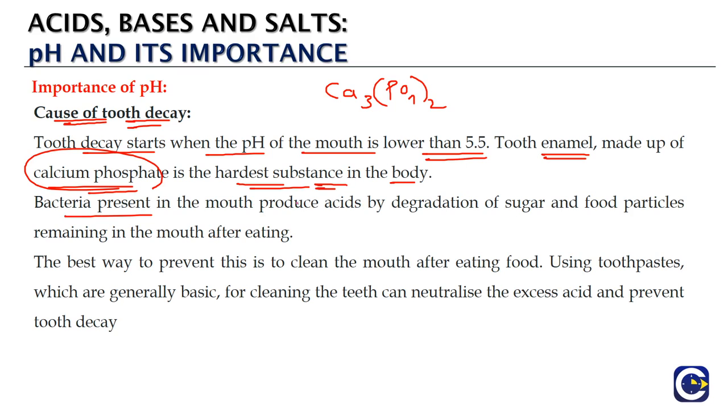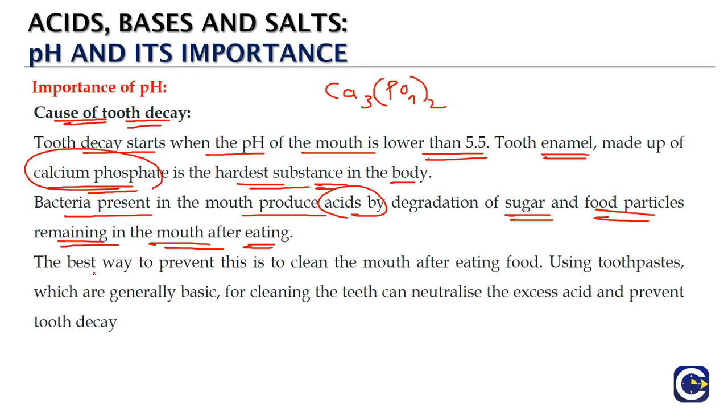And the bacteria present inside the mouth produce acids by the degradation of sugar and food particles. Whenever we are eating, after the eating is over, there will be some sugar and food particles remaining inside the mouth, and the bacteria will degrade them and produce acids. Because of these acids, the pH will become less than 5.5. As a result, we see that tooth decay starts.